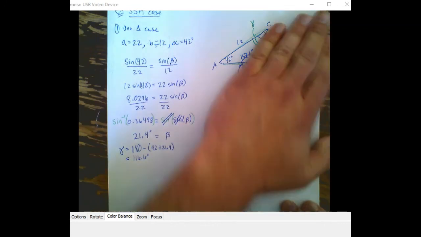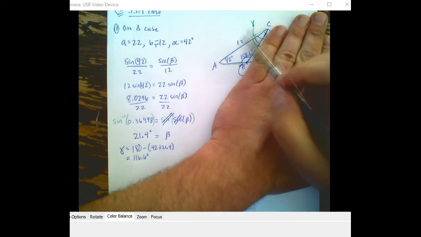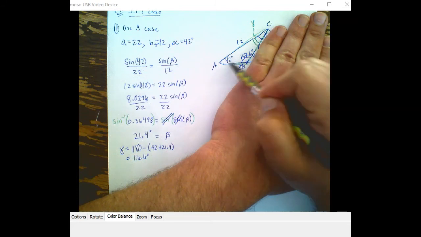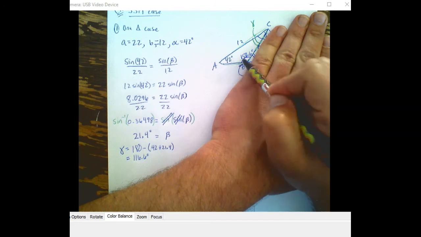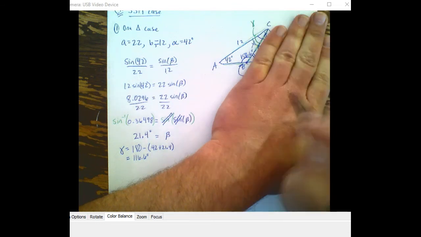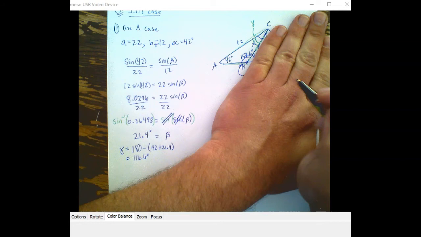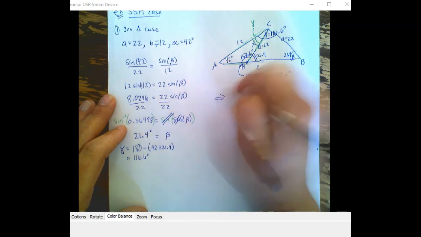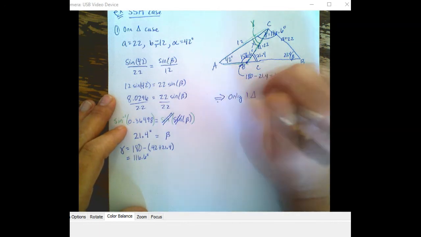Okay. Now if we focus on the smaller triangle, do we have enough room using that 180 degree rule to get another angle right here? Well, if we add 42 plus 158.6, that is larger than 180. So there would be no other angle that could exist in this second triangle. So based on that analysis, this implies that only one triangle exists with this given information.